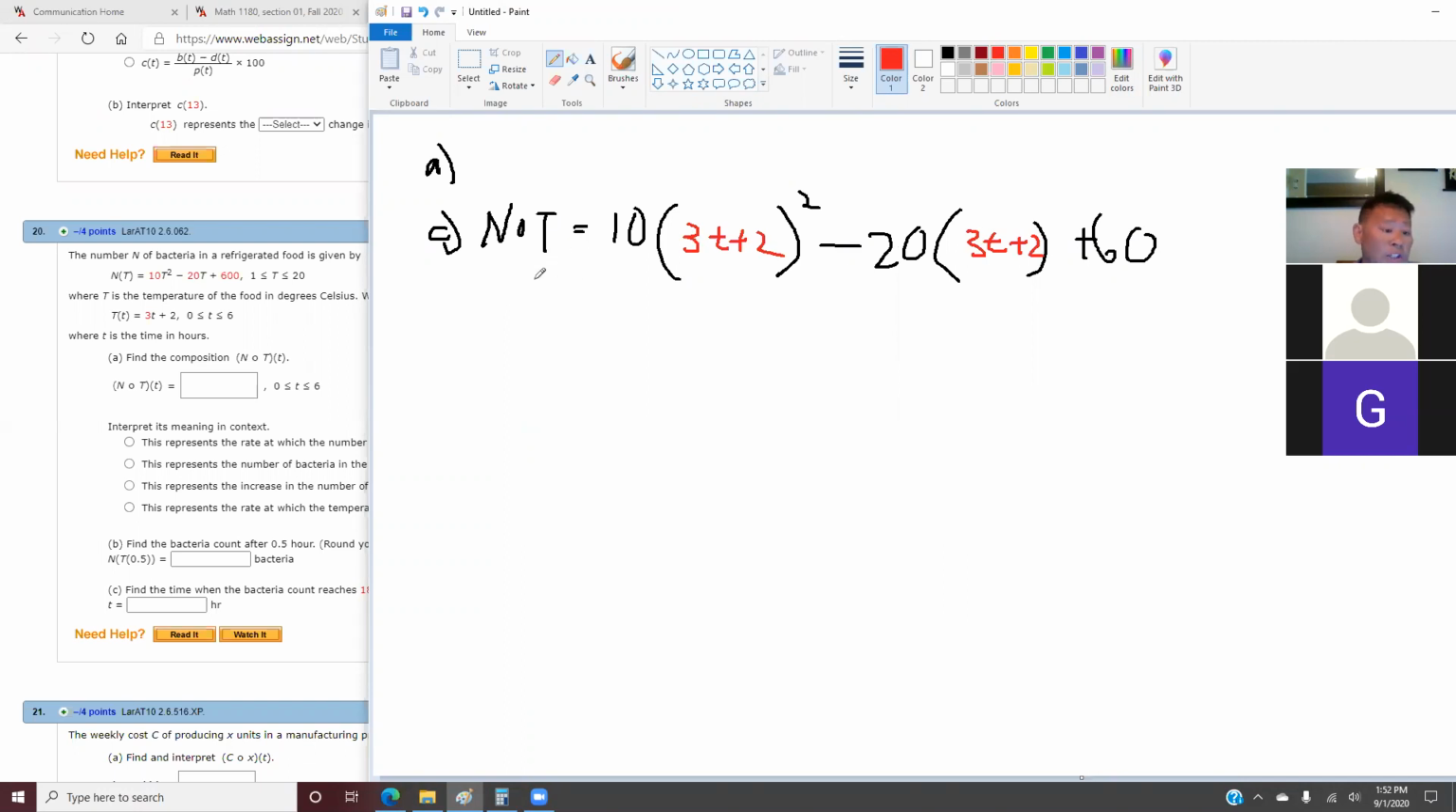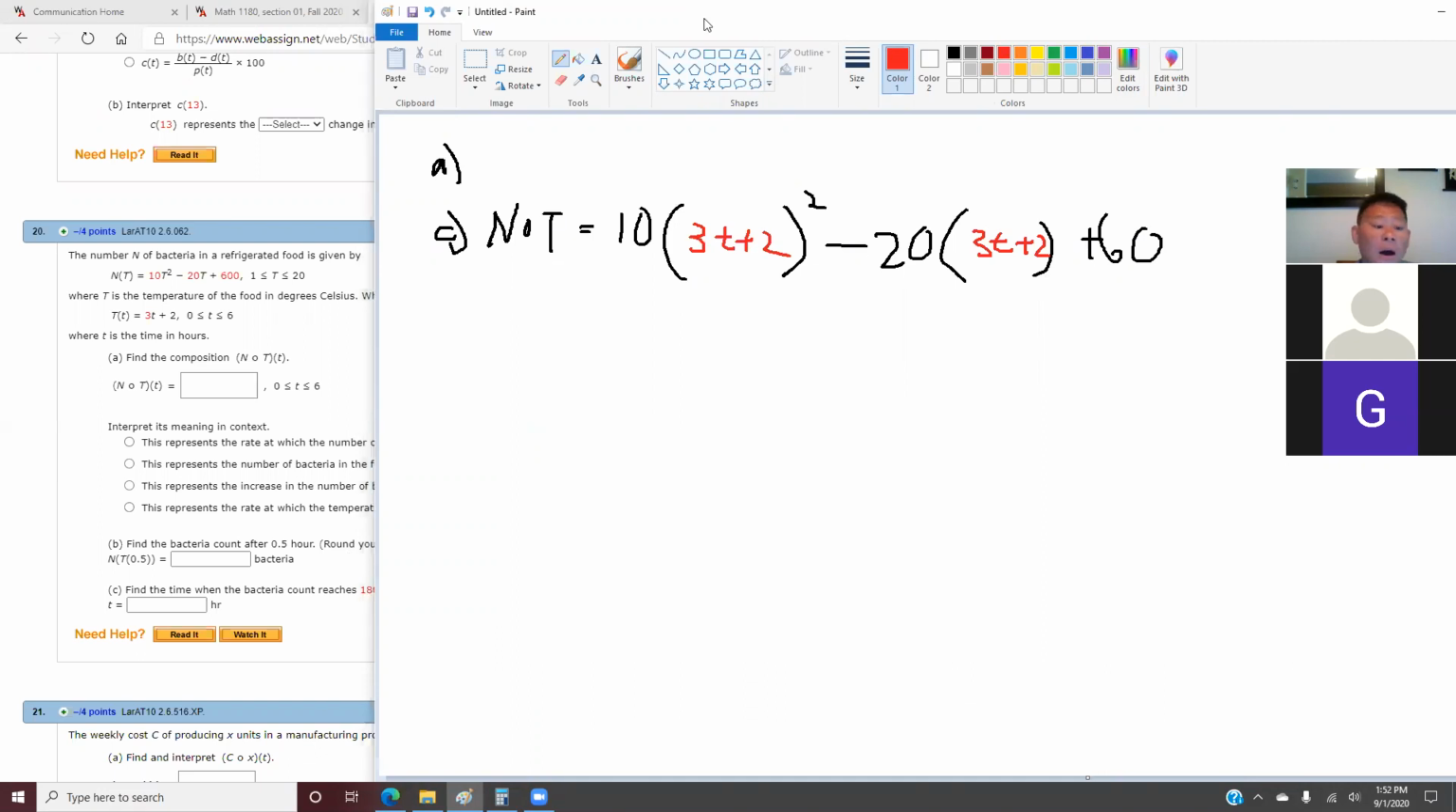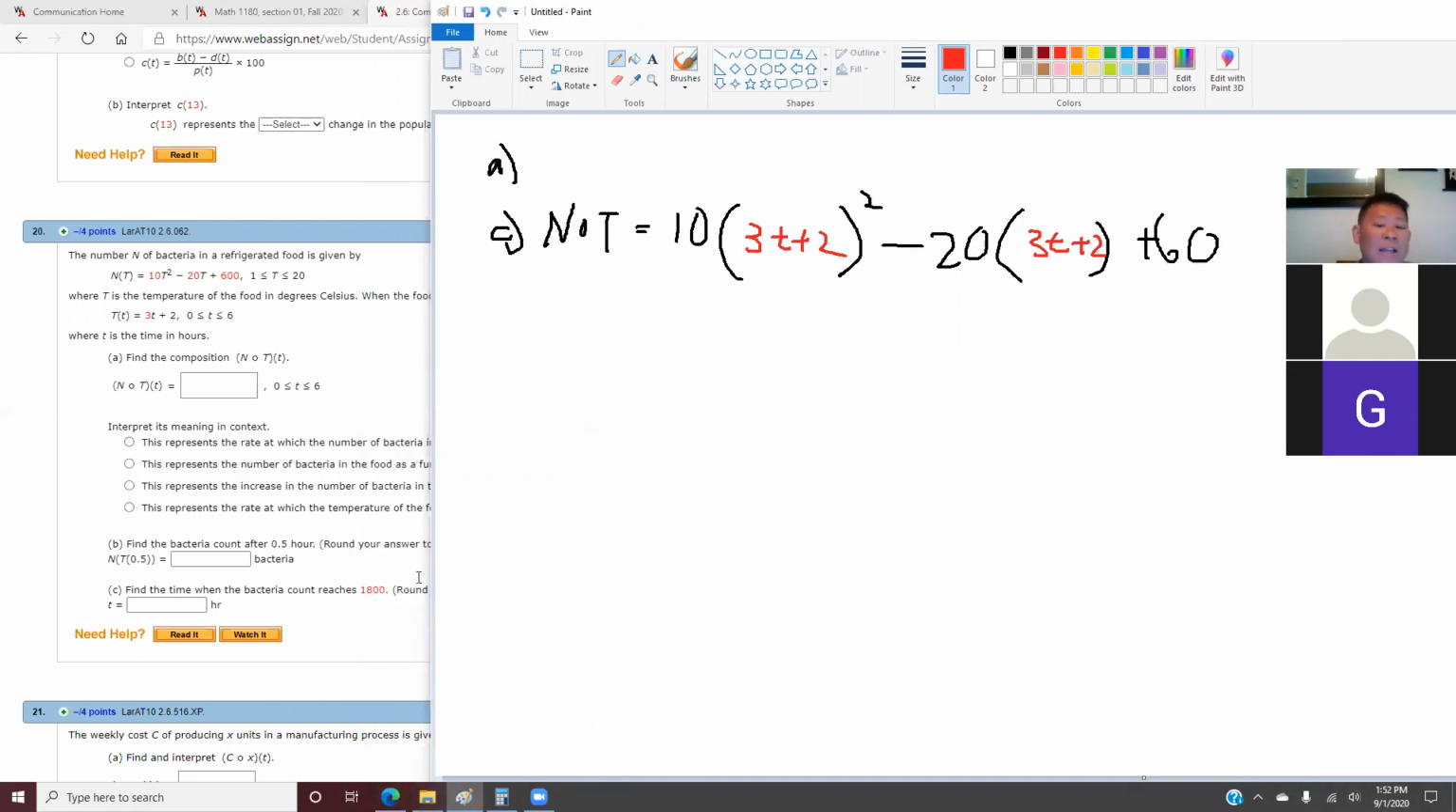Okay. So for question C, you need to figure out what the time is when the bacteria reach 1800. So that means this reaches 1800. You need to figure out what t is. This is what question C is. In order for us to do this, you have to FOIL this fellow out. And this is where a lot of students make a mistake: the FOIL of 3t plus 2 squared. A lot of students give me 9t squared plus 4. And this is wrong.